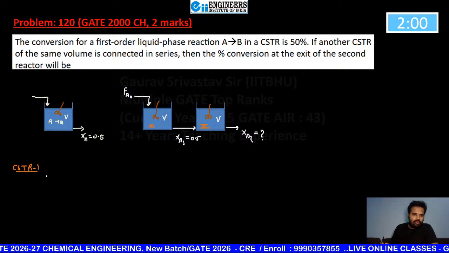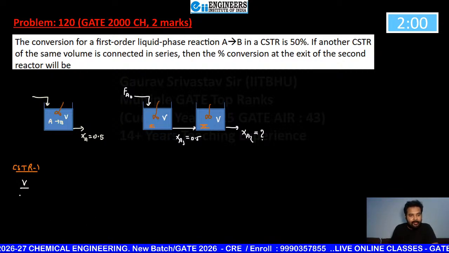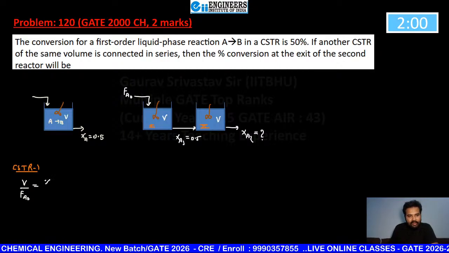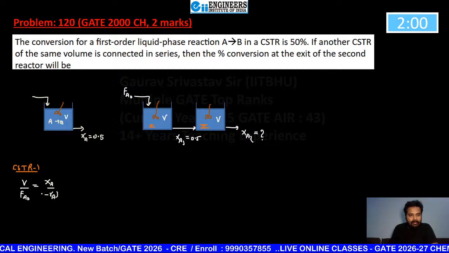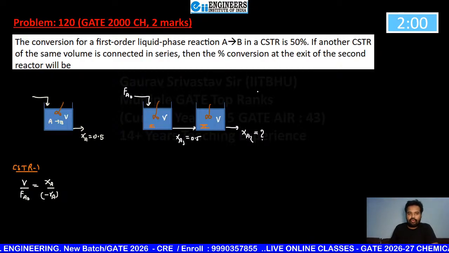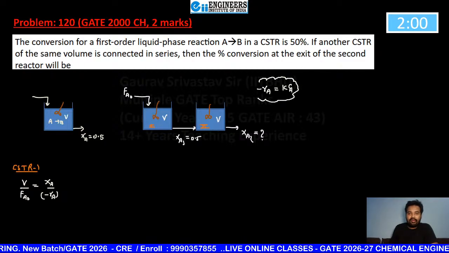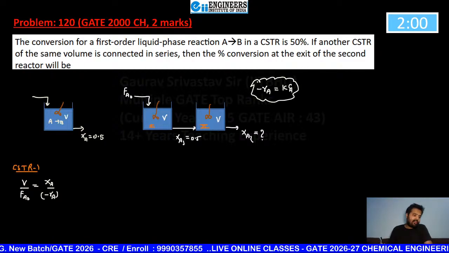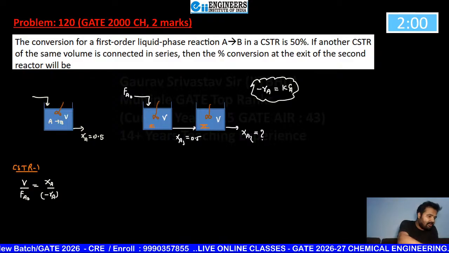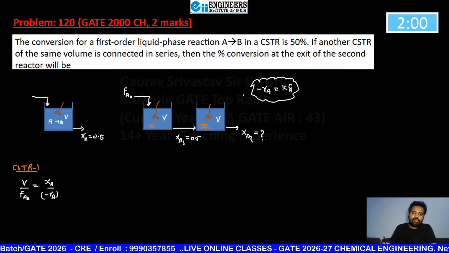design equation everyone knows. You can write V by Fa naught equals XA upon minus RA. Clearly mentioned first order kinetics, so you can write minus RA as K CA, but the reaction rate constant value is not given. Very good, Ayush, Mehna, Anushka, Sushmit, all are correct. Shiva Tarun, please check your answer one more time.